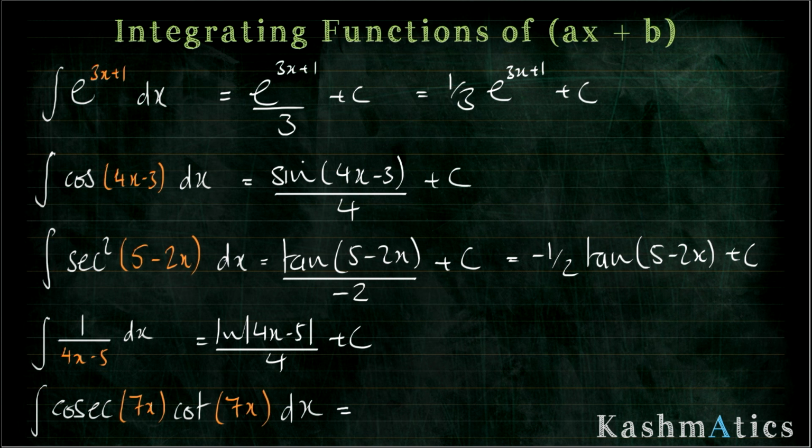Now you've got to make sure these two angles are the same. It'll only work if these two angles are the same. So they both have to be 7x or whatever they are. They need to be the same. So this will be minus cosec 7x divided by 7. Add c. So there you go. It's as simple as that.